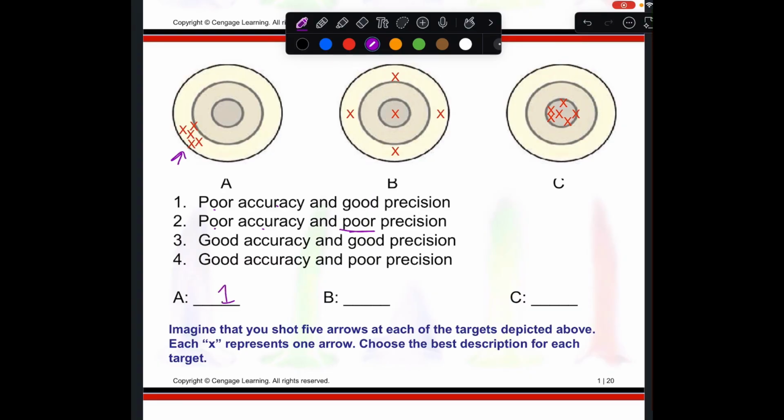Okay, so B, we see here that there is 1 hitting the target, but there are 4 hitting the other sides. So we do not have good accuracy, because they're all a little bit different, in different areas. We also don't have good precision. So this is actually going to be number 2, poor accuracy and poor precision. Now, letter C is when you are looking at a target that has all of them in the center, okay, which is what you want to have. So this is a good example of good accuracy and good precision.